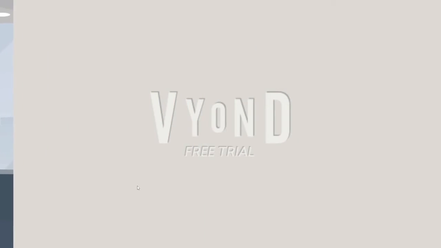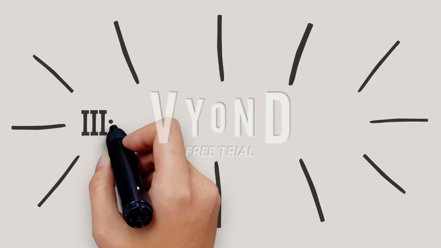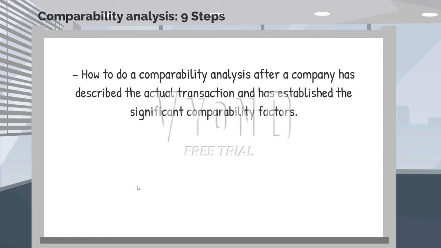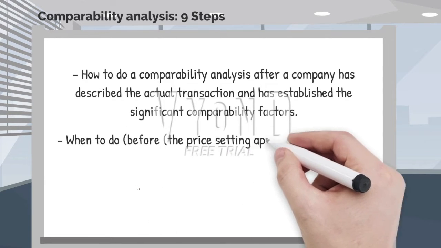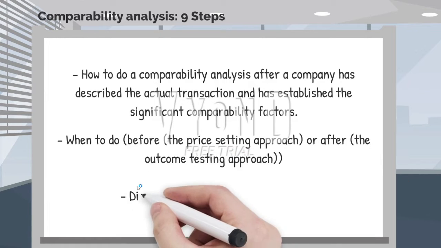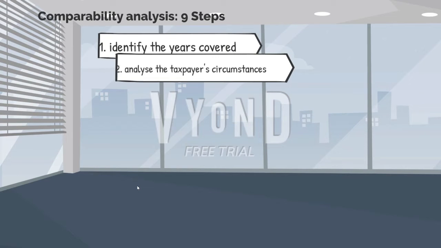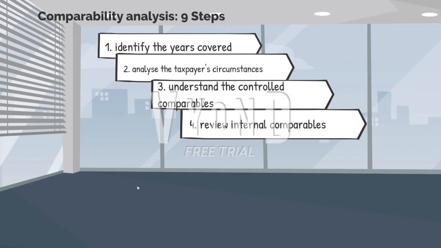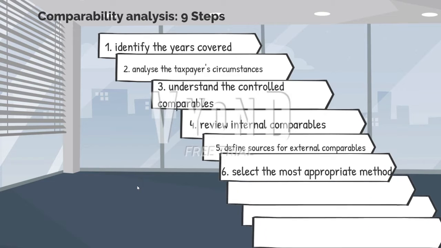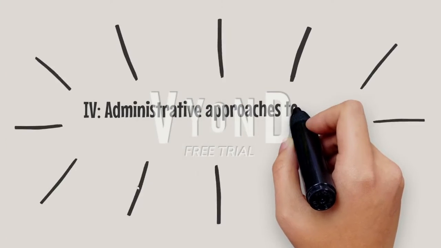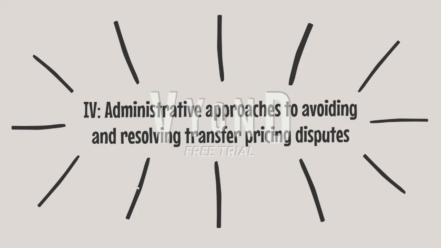In Chapter 3 the guidelines suggest how to do a comparability analysis after a company has described the actual transaction and has established the significant comparability factors. It also suggests when to do it, before, the price-setting approach, or after, the outcome testing approach, and discusses various compliance issues. There are typically 9 steps to performing a comparability analysis, bearing in mind the 5 comparability factors at each relevant step. Chapter 4, Administrative Approaches to Avoiding and Resolving Transfer Pricing Disputes.